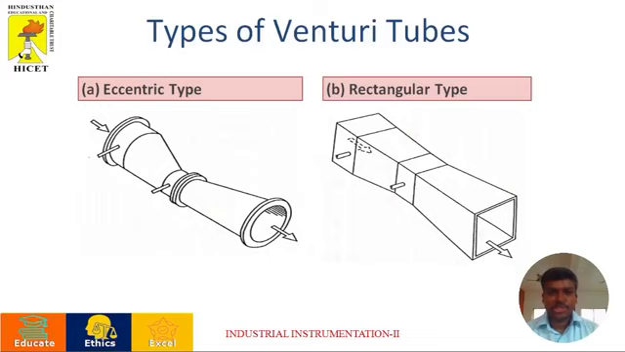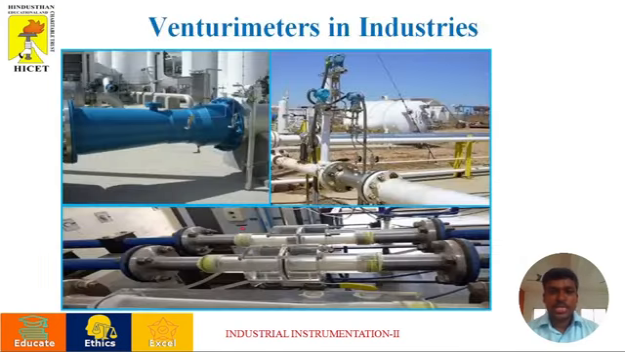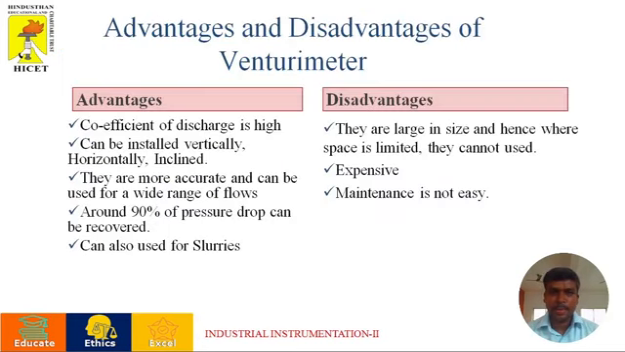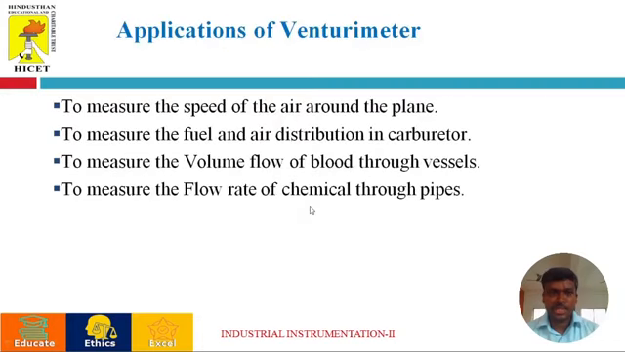And these are the types of Venturi tubes, eccentric as well as rectangular type. Eccentric is mainly used for the measurement of high velocity applications. Rectangular is mainly used for solid applications. So these are some exact illustrations of Venturi meters used in industries. And the advantages, when compared to an orifice, are that a Venturi has a high coefficient of discharge, high accuracy, can fit any pipe size, and has high pressure drop and high pressure recovery. And the disadvantages are that it's expensive and needs some maintenance.